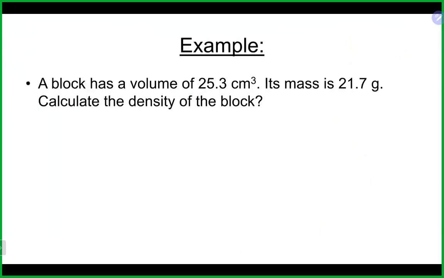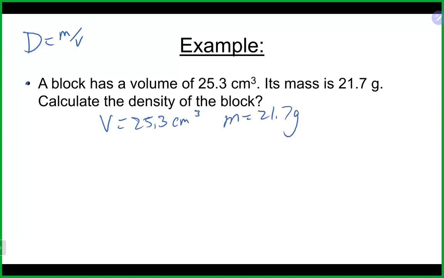All right, so let's take a look at an example here. Let's grab a calculator and we'll knock this one out. A block has a volume of 25.3 cubic centimeters. It has a mass of 21.7 grams. What is the density of that block? Since we're dealing with density, that would be a good place to start. We have a volume given to us of 25.3 cubic centimeters. We do have the mass, which is 21.7 grams. So if we check off what we got, density seems like a pretty good thing to solve for. We're ready to put it just directly in here.